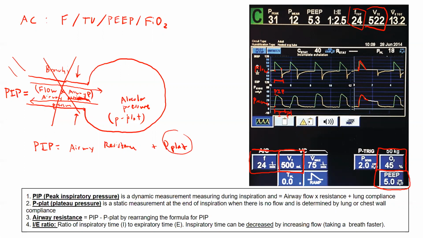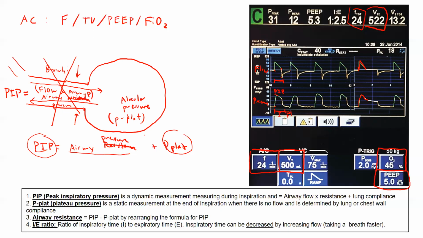So your peak inspiratory pressure equals your airway pressure, which is mostly measured by your airway resistance. So it'll increase by things like bronchospasm, plus your plateau pressure, which is really the pressure that it takes to open up those alveoli. So that's what gives you your peak inspiratory pressure: your airway pressure plus your plateau pressure. Does anyone know how to get a P flat on a ventilator?